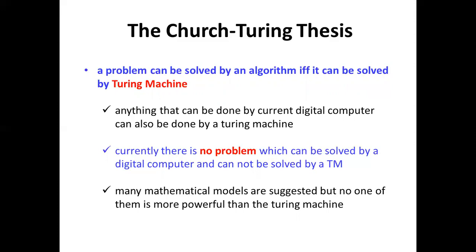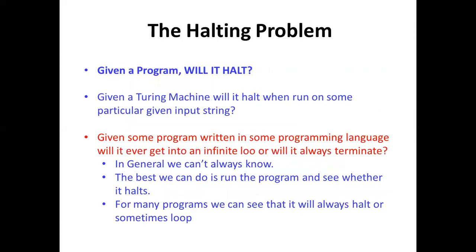Currently there is no problem which can be solved by a digital computer but cannot be solved by a Turing machine. Many mathematical models have been suggested, but not one of them is more powerful than the Turing machine. So that is the Church-Turing thesis: any problem that can be solved by any algorithm can be solved if and only if it can be solved by a Turing machine. Now we need to know what the halting problem is.